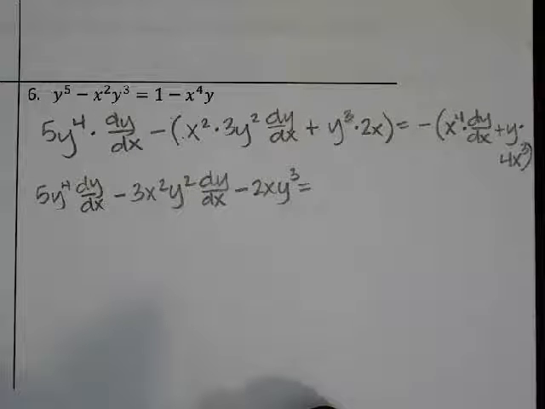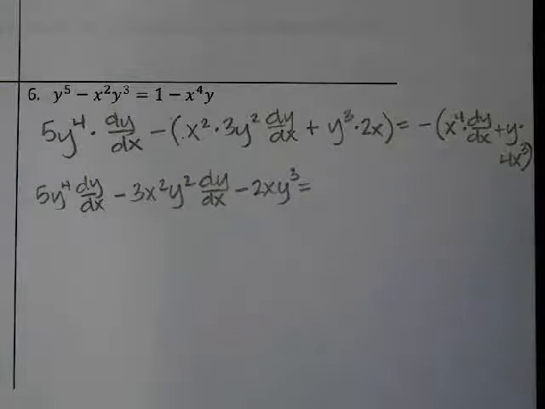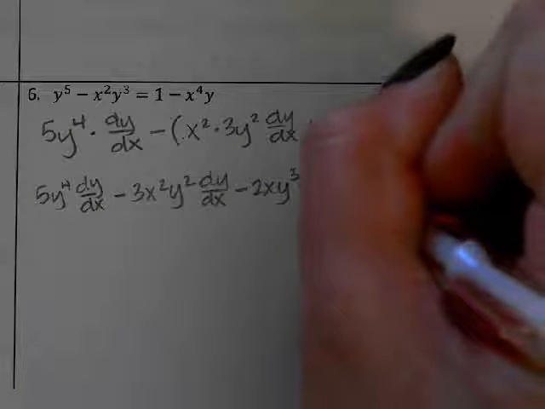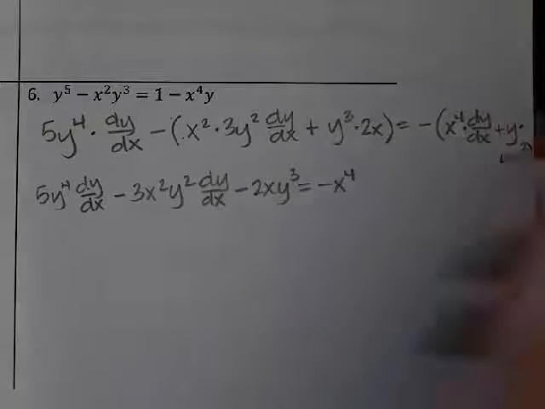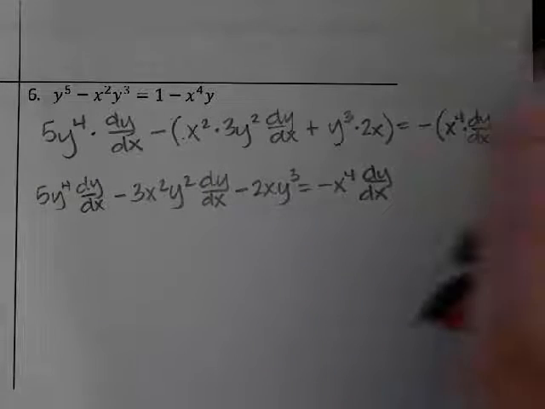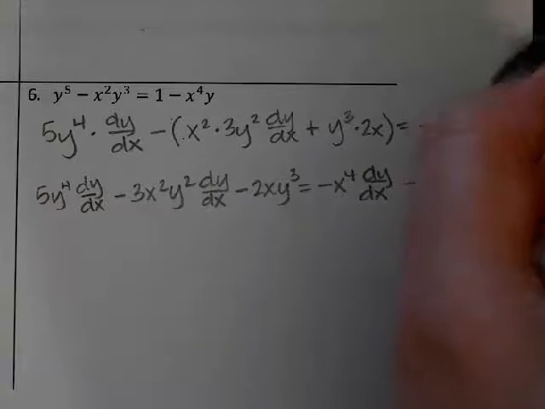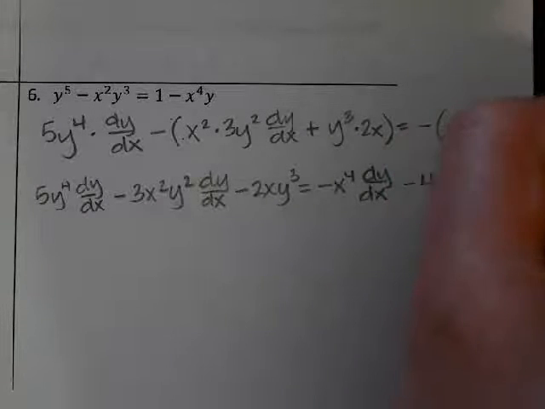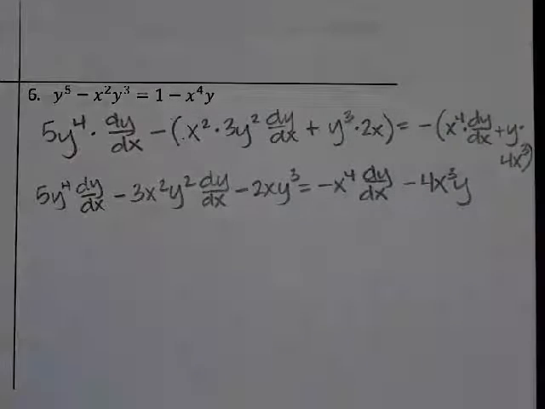Okay. Gonna do the same thing on the other side. So minus x to the fourth dy dx, minus 4x to the third y. Okay.